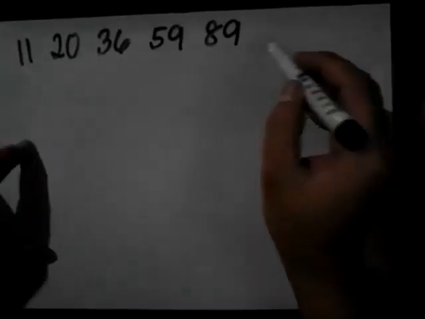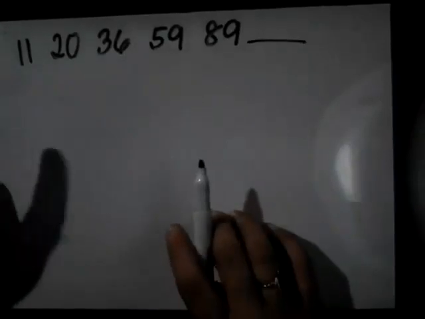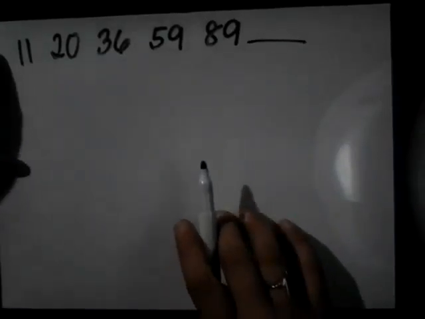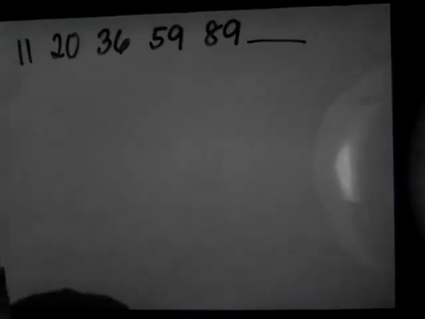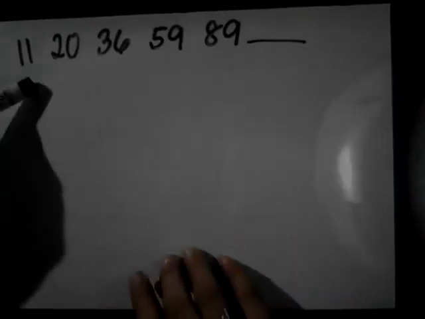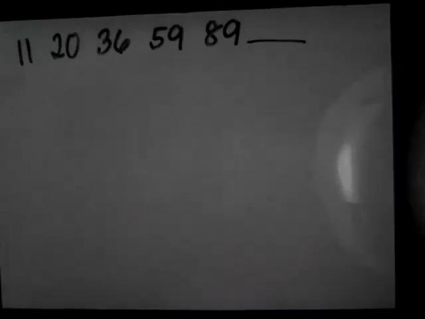A sequence is a list of numbers in order and each number is called a term. So given this sequence, let us find the next term. To find the next term in the given sequence, we are going to use the difference table. What we are going to do is to subtract the two numbers to find their difference.